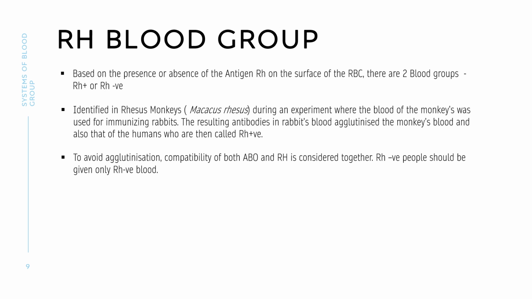So to avoid agglutination, apart from checking the ABO compatibility, we also need to check the Rh compatibility, that is whether the person is Rh negative or Rh positive, because an Rh negative person should be given only Rh negative blood. An Rh negative person will not be able to take Rh positive blood, because an Rh negative person will have an antibody towards Rh positive.